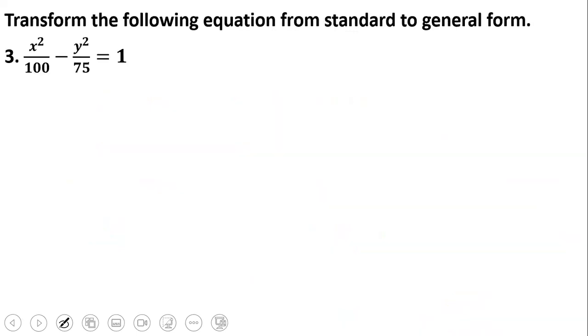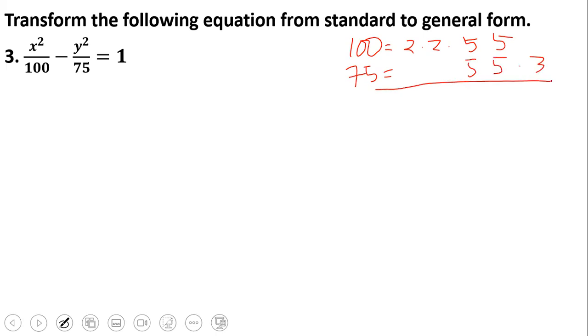Okay, next. So we already have number 3. So again, we're going to transform from standard to general. So this time we have the following terms. So remember the LCD of the denominators. Prime factors of 100 is 2 times 2 times 5 times 5. Factors of 75 is 5 times 5 times 3. So the LCD will become 2 times 2 times 5 times 5 times 3. So all in all, this will be 300. So the LCD of these terms is 300.